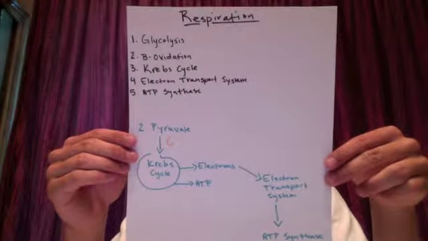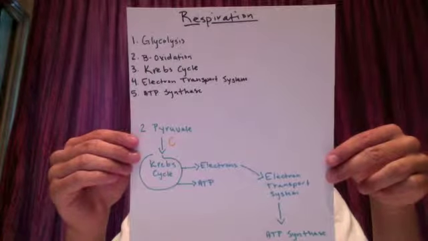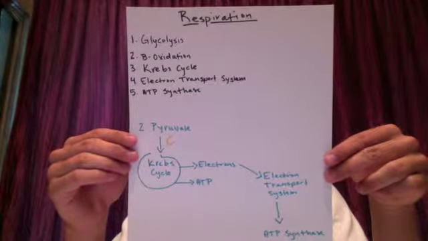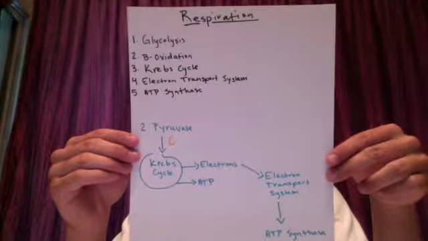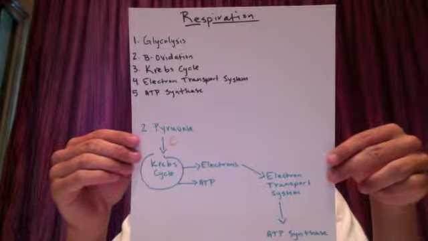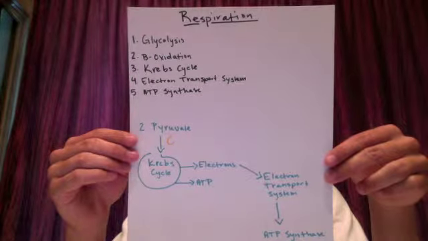Respiration consists of 5 parts: glycolysis, beta oxidation, Krebs cycle, electron transport system, and ATP synthase. In respiration, the 2 pyruvate that were produced in glycolysis are now moved through the Krebs cycle, where lots of electrons and ATP are formed. The electrons that are collected are moved to the electron transport system.